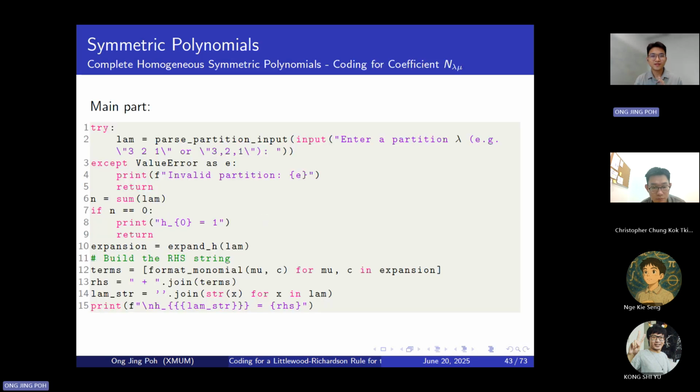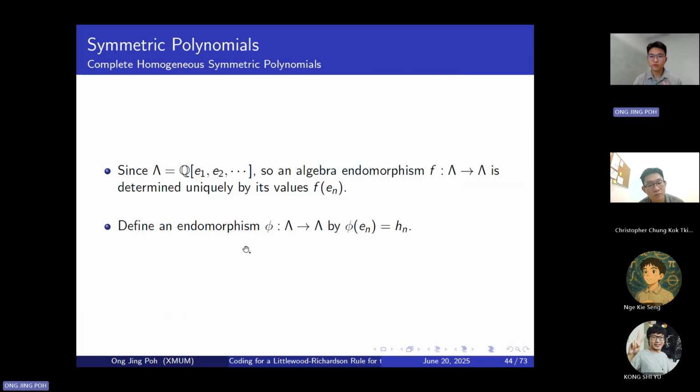And also, if the time is not enough, just stop me and I will skip to the last part. Okay, this coding is for the coefficient N lambda mu, and it's also similar to the coding for M lambda mu. Just in line 10, this function expand H is to compute the number of N matrices instead of 0-1 matrices. And next, we come to another way to prove this is a basis.